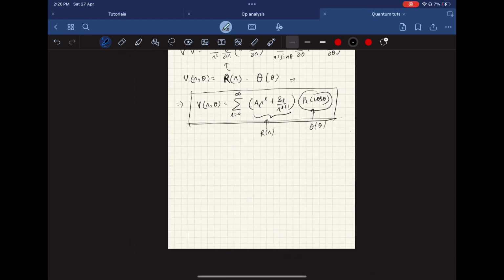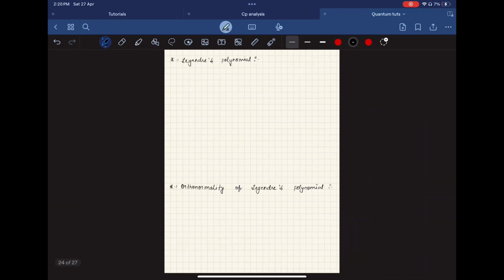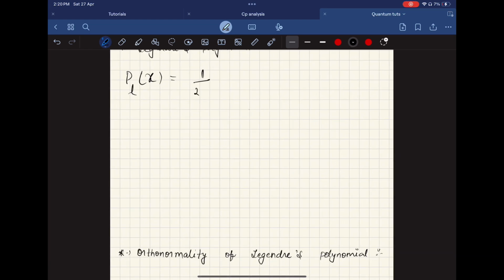Okay, Legendre polynomial. The value of the Legendre polynomial is given like this: P_L(x) equals 1 over 2 to the power L into L factorial, d^L/dx^L of (x square minus 1) to the power L.